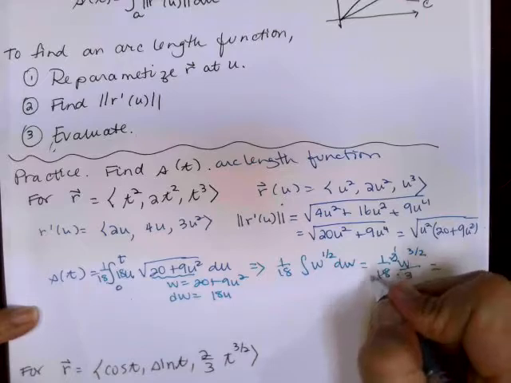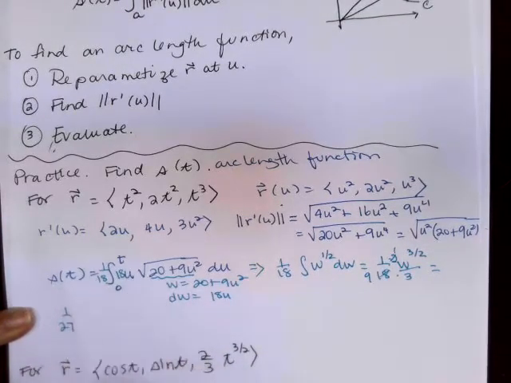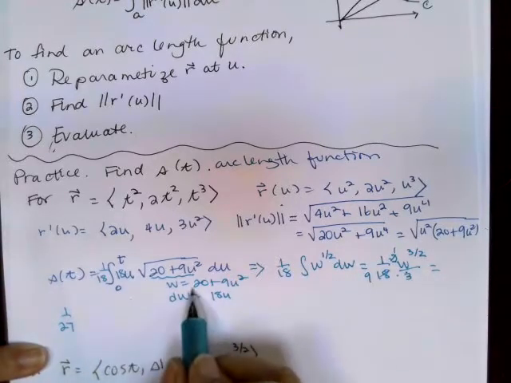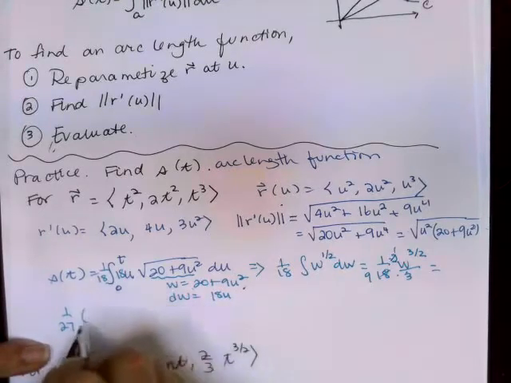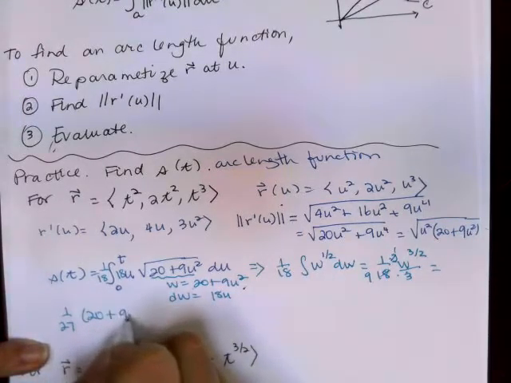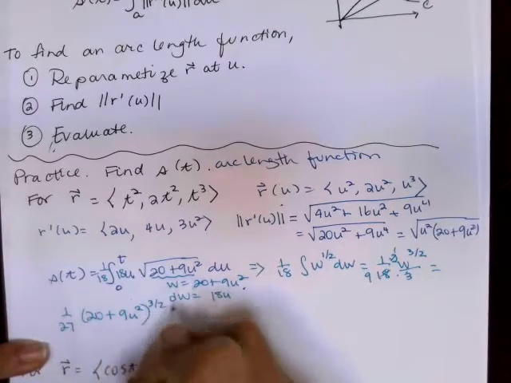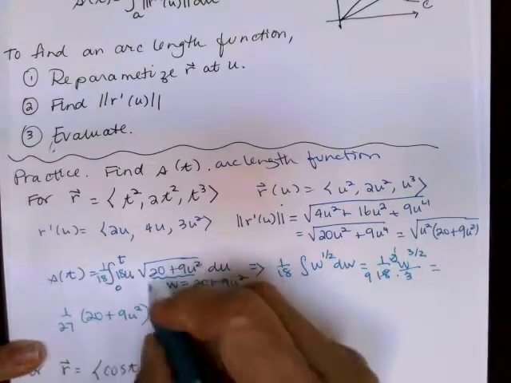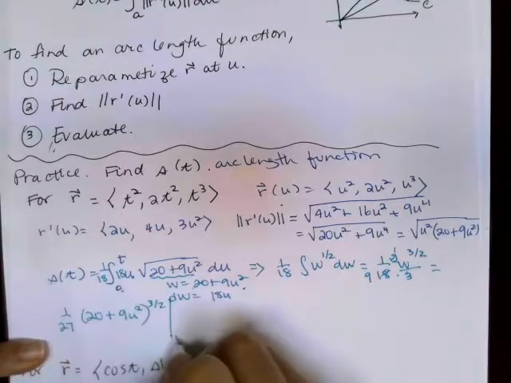Let's see, the 2 and the 18. So now I've got 1 over 27. I have w, but w is 20 plus 9u squared. So 20 plus 9u squared to the 3/2. Okay, so I've done all of my antiderivative, right? So that was the 3/2 part. So now I'm ready to evaluate between 0 and t.